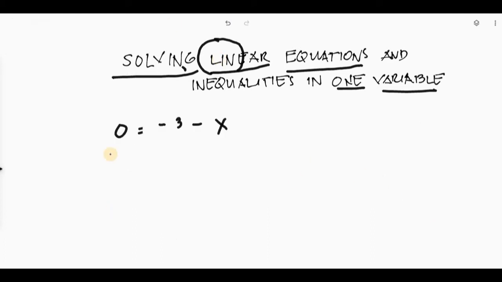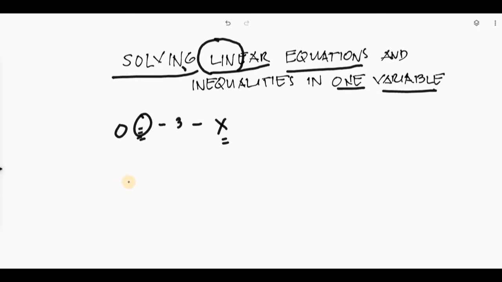Right, so this time the example is 0 is equal to negative 3 minus x. So, what we're going to do is to find again the value of x. Now, sabi natin, sir, paano yan? Nasa right side yung variable. Anong gagawin natin? So, since they are equal, pwede naman natin isulat yan as babalik rin lang natin. Okay?